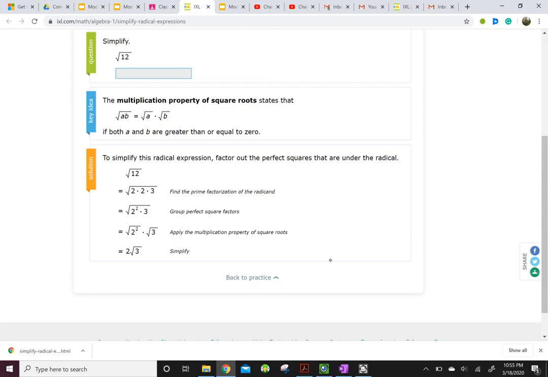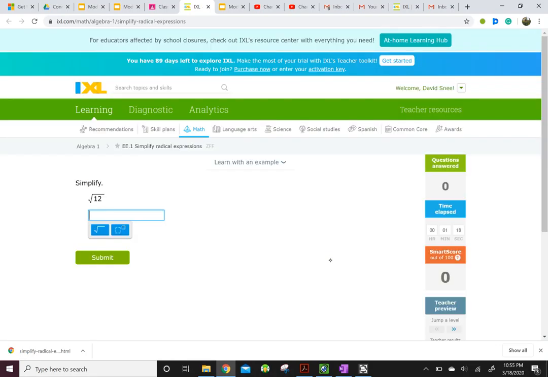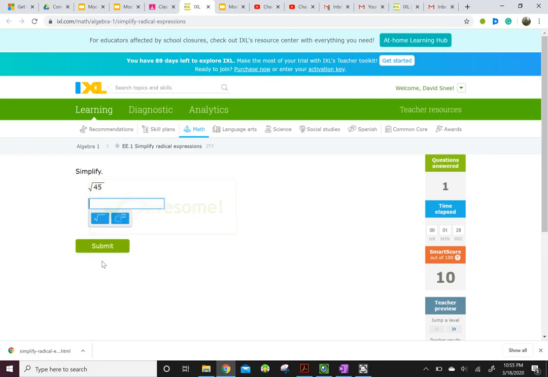And 2 times 2 is the same thing as 2 squared, and 2 squared is the same thing as 4, and the square root of 4, or the square root of 2 squared, is 2. So as you can see, that's simplified to 2 root 3. We're going to go back to the practice, okay? So then you're going to type 2 root 3, and you're going to submit that.